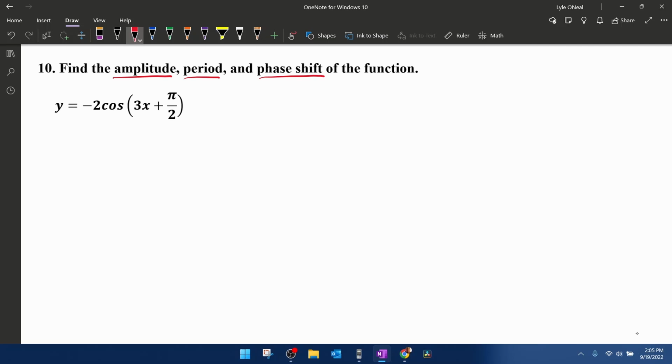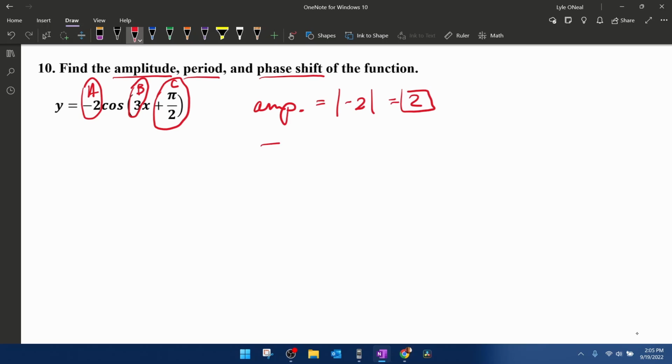So what I recommend you do in this case is label your pieces going across. A is negative 2. B is 3. C is pi over 2. And then we can find the amplitude first. We know that the amplitude is the absolute value of A. Absolute value of negative 2 is 2.